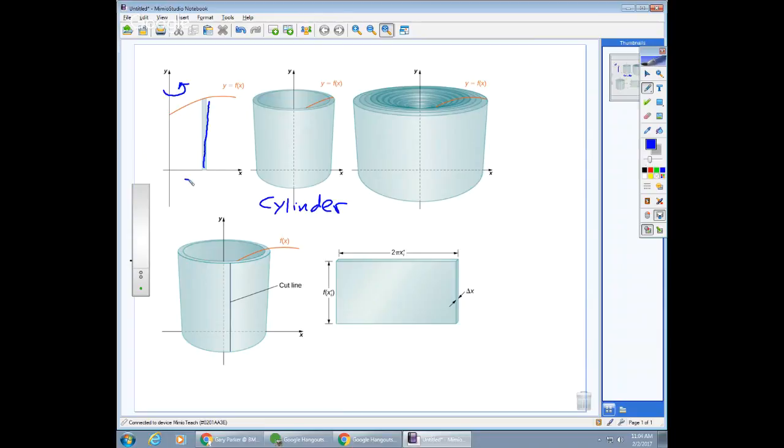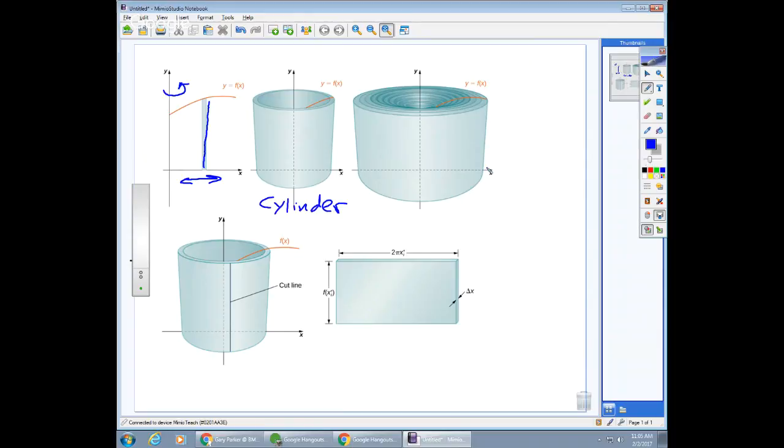And if I collect a whole bunch of these, as I move x, I'm going to get a whole bunch of cylinders and they're going to make something. Think roll of toilet paper. You have a bunch of cylinders that make an object, instead of a bunch of disks like stacking coins. So instead of stacking coins, we have the option of using cylinders. Then we have to ask, what does the volume of one of these cylinders look like?